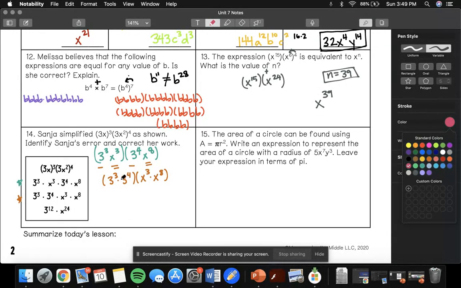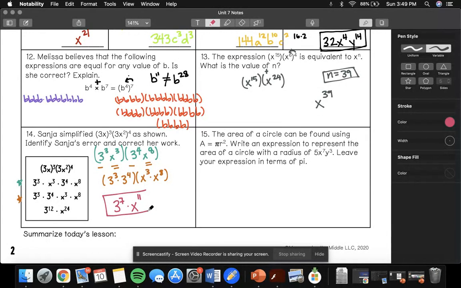Okay. So then if we have 3 to the 3rd, that'd be 333 times 3 to the 4th, 3333. Okay. I see a total of 7 3's being multiplied together. Okay. Then if I look at my x's, I have xxx and then xxx 8 times. So that would be a total of 11 x's. So for me, I see 3 to the 7th times x to the 11th as the simplified version. Okay? So she wrote 3 to the 12th and x to the 24th. So if I look at my work, it kind of looks like she multiplied the exponents instead of adding.